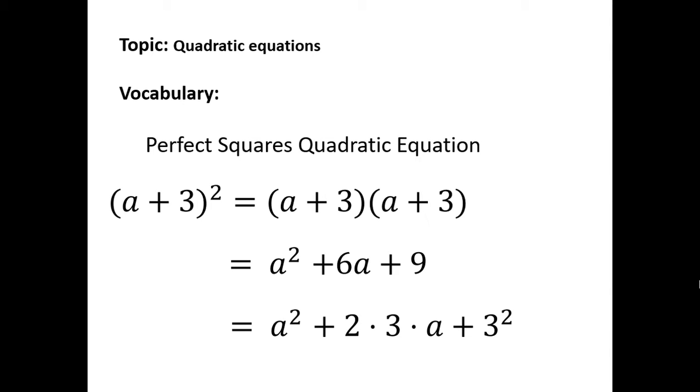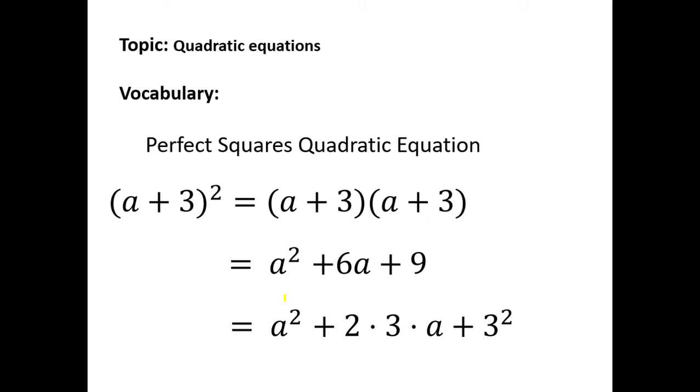This is another video in our series on quadratic equations, and in this video we're going to continue to talk about perfect squares quadratic equations. A perfect squares quadratic equation is a quadratic equation. The first term is a variable squared. That's how you know it's a quadratic equation.